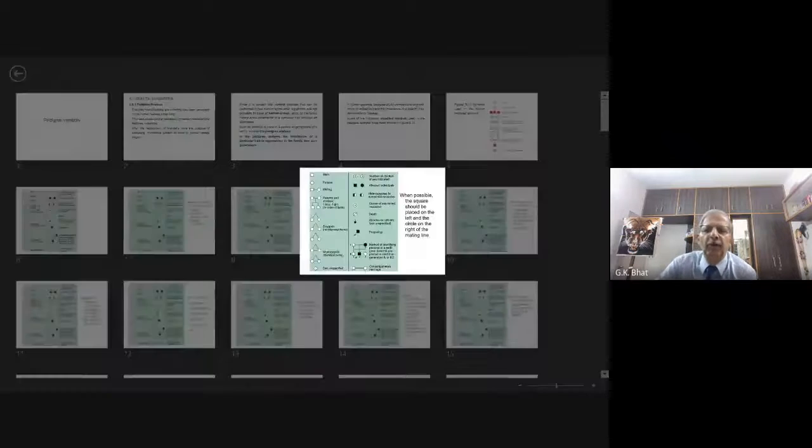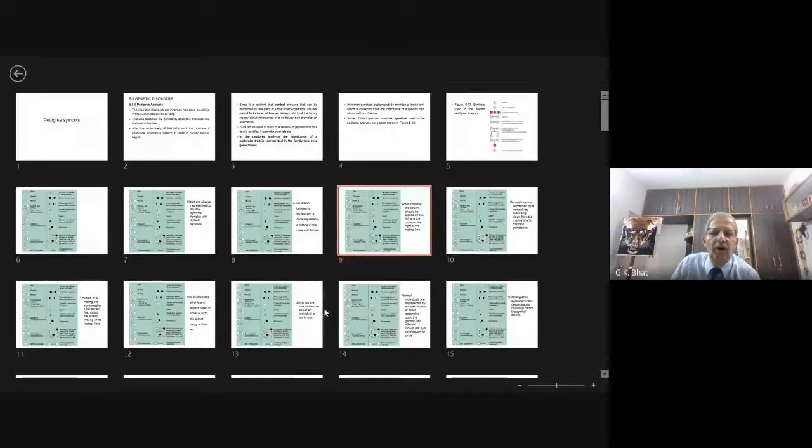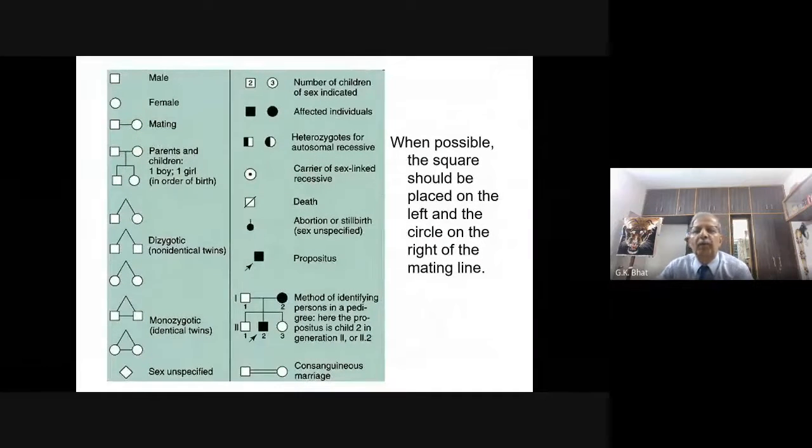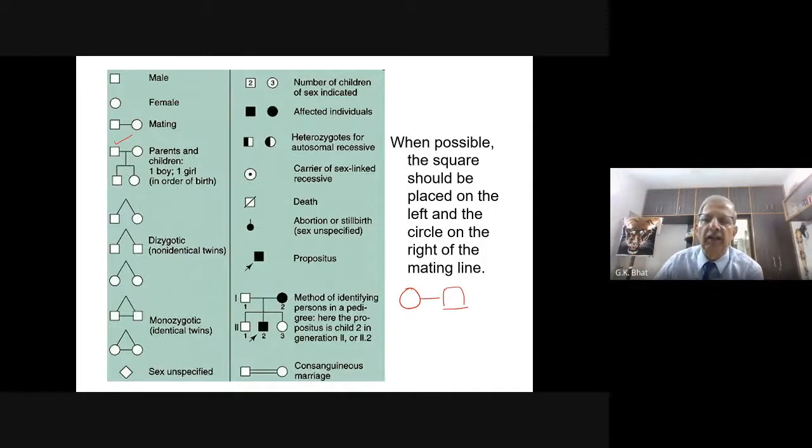When possible, the square should be placed on the left. Generally the square is placed on the left, but you cannot say always. Sometimes the circle is written on the left and the square on the right. But otherwise, it is like this. Are you seeing this screen?